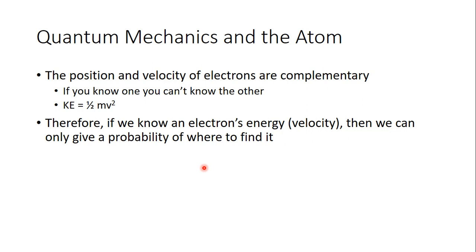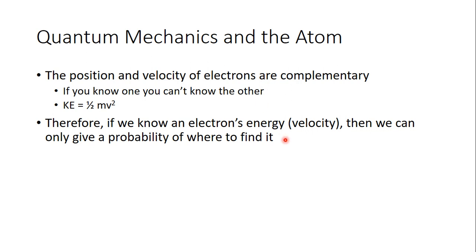So let's talk about quantum mechanics and the atom now. For electrons, position and velocity are complementary. That is, you can tell me where an electron is, but you can't tell me how fast it is going or in what direction. Or you can tell me how fast an electron is going and in what direction, but you cannot tell me where it is. You can only know one of those things at a time.